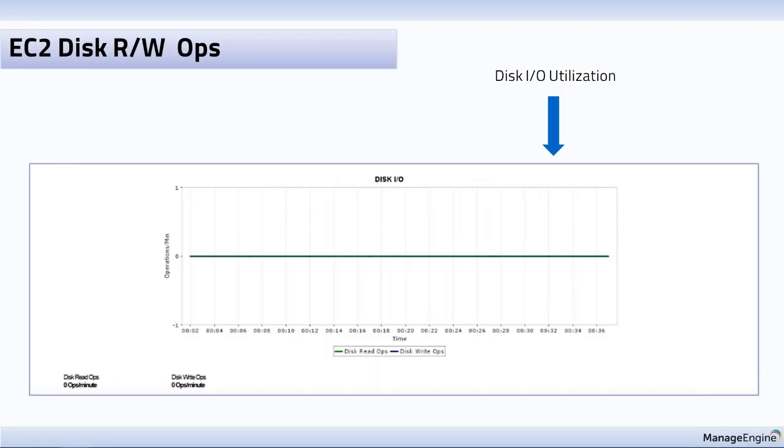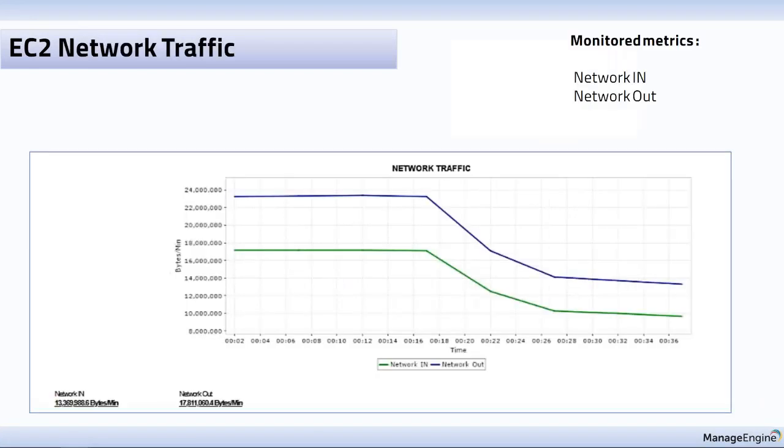Now in the EC2 instance, we also monitor the network traffic. The reason being, this network traffic lets an admin identify how well the traffic is being distributed across each individual instance in order to ensure that optimal network speed is available across all the services.